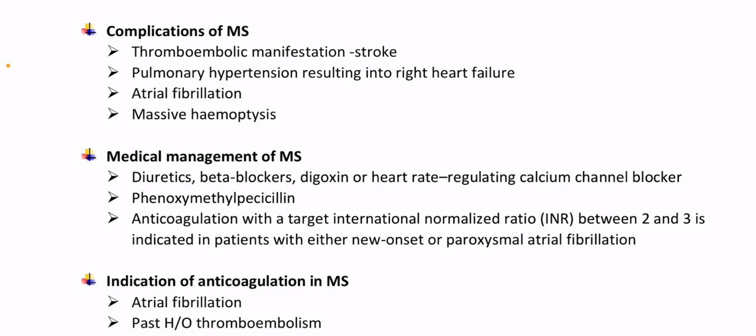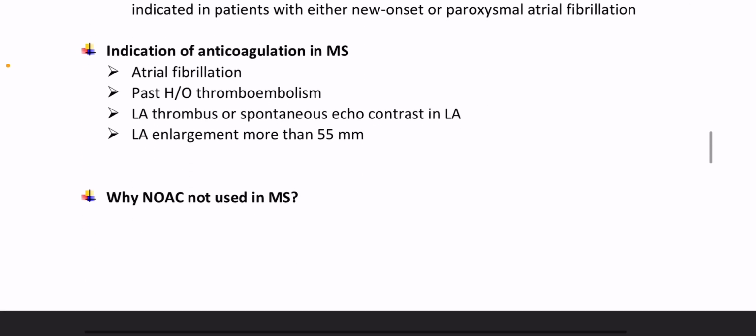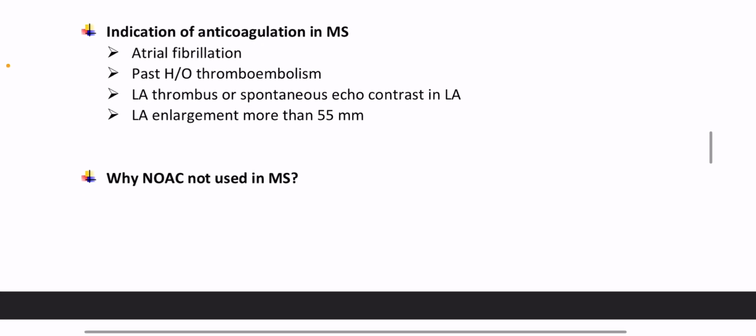Anticoagulation with warfarin, target INR between 2 and 3, is indicated in patients with either new onset or paroxysmal atrial fibrillation. Indication of anticoagulation in MS: atrial fibrillation, past history of thromboembolism, LA thrombus or spontaneous echo contrast in LA, LA enlargement more than 55 millimeter. Why are NOACs not used in MS?